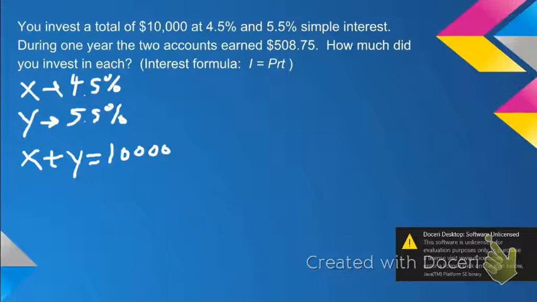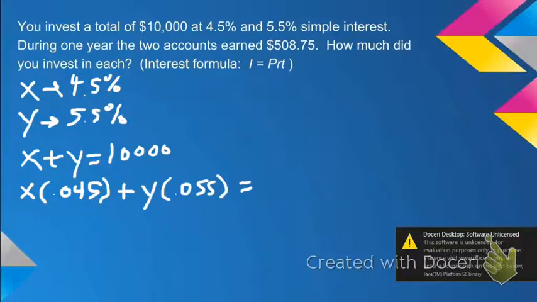Now we need another equation because we got two variables, and this is going to be an equation describing the interest we earned. So simple interest just means if you invested X dollars into an account that yielded 4.5%, then X times 0.045 represents the amount of money you made on top of the 10,000. And in the other account, you made Y times 0.055. In total, you earned $508.75.